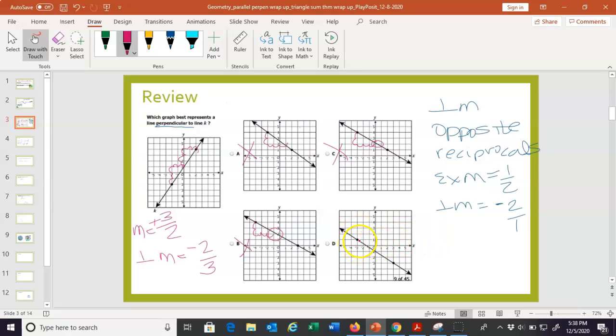So it must be D, I hope. Down 2 over 3. Yay! Right on that grid. Down 2 over 3. Right on the line. Perfect. The answer is D. So usually the first step with all of these is to find the slope of whatever's given, whether it's 2 points or a line, and then either match it up with the same slope or find the opposite reciprocal.